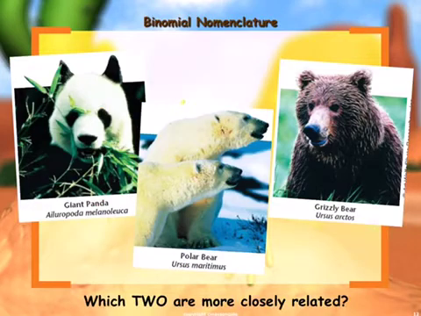Here are some examples. You can see 3 different bears: the panda bear, the polar bear, and the grizzly bear. Which two are most closely related? Look at the genus. Grizzly bear and polar bear both share the same genus, so they actually go down the most levels of classification and are the most similarly related.